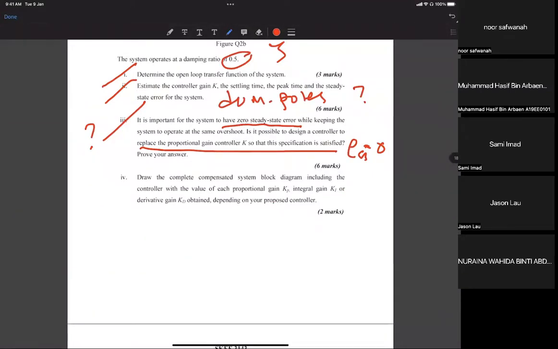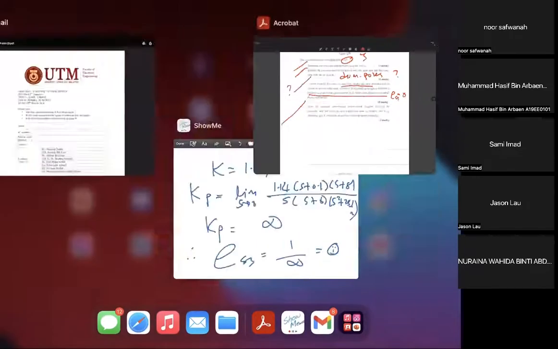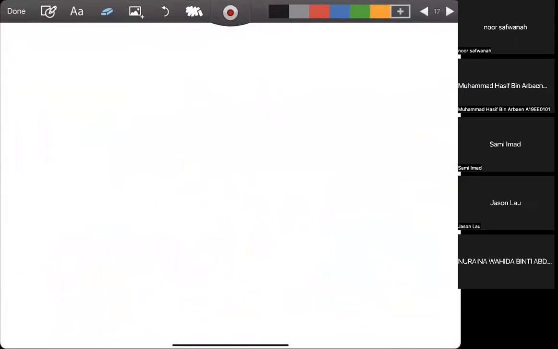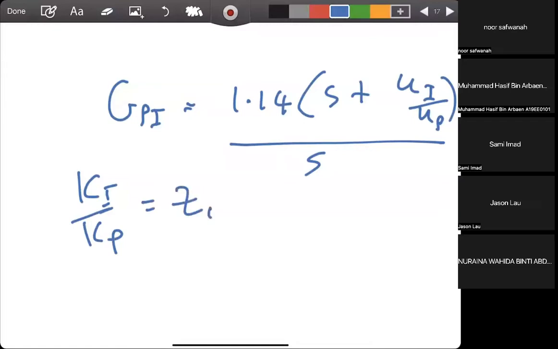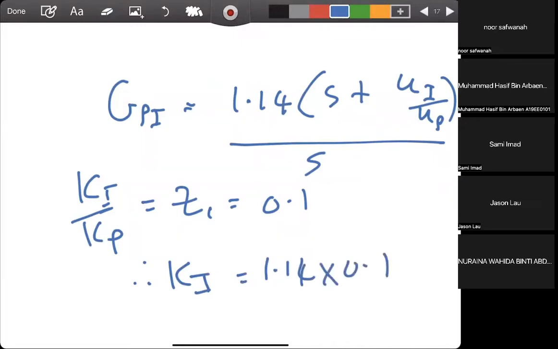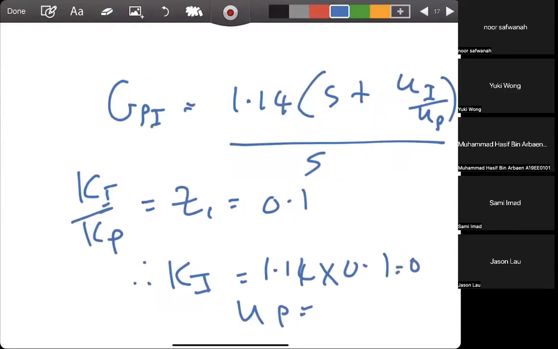Draw the complete controller diagram, including the controller with the value of gain KP. You have to draw. So we draw GPI, then draw the block diagram.